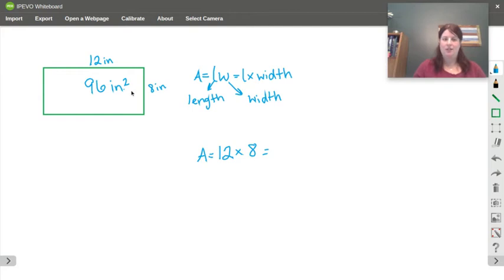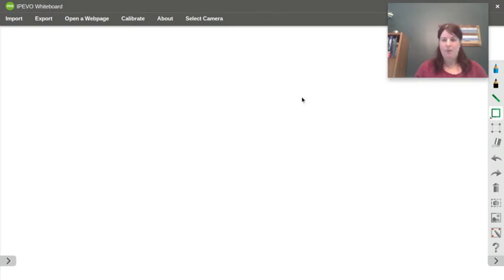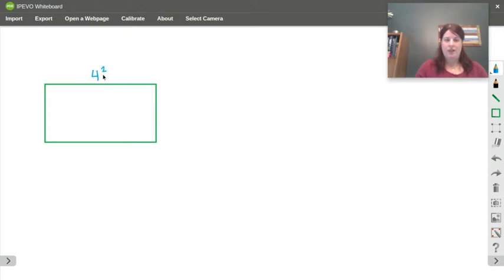Okay, and same thing here. This squared is just talking about how these inches are not the same as these inches. These inches up here are just length inches. These inches here are length and width inches, so they're square inches. Okay, let's do another one with a rectangle. Let's say this rectangle has a length of 4 2/5 centimeters and a height of 2 1/4 centimeters.